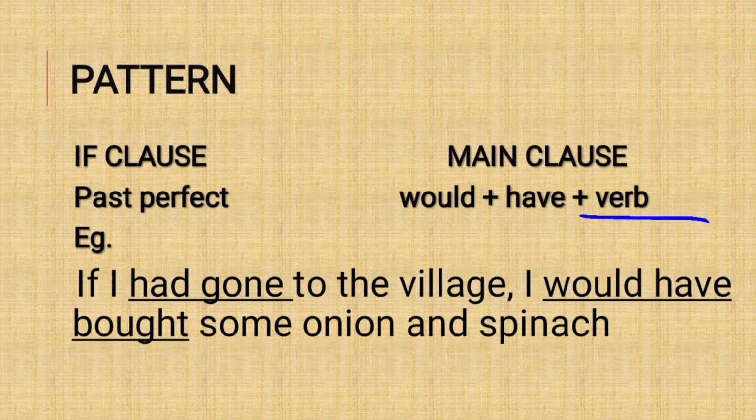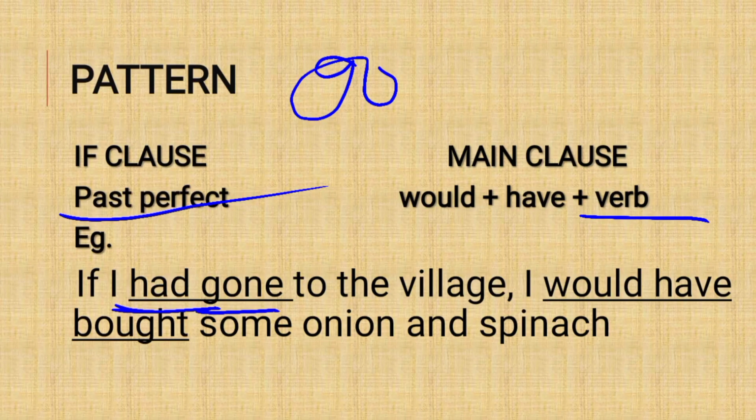For example, if I had gone to the village. If I had gone, we have used the same example. The word had is used to show the past perfect tense. So you get had and the past participle of the verb. Go is the verb itself. If you are just from going, what do you say? Do you say I have went? No. I have gone. This is the past participle.